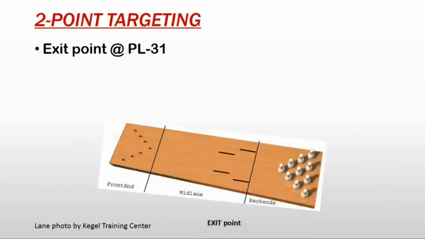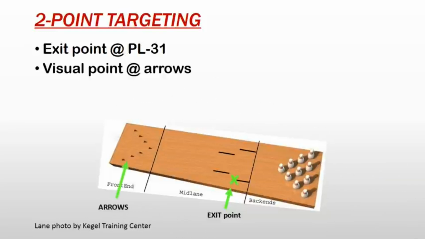In 2-point targeting, I use the rangefinders to locate the exit point. For illustration purposes, I will use the second arrow as our visual target. Visual targets are targets that can actually be seen, like arrows, dots, or the boards in between. Once the exit point is located, draw an imaginary ball path by walking your eyes to the arrows. When your eyes reach the arrows, begin your delivery. Then watch your ball follow the path back to the exit point and into the pins.